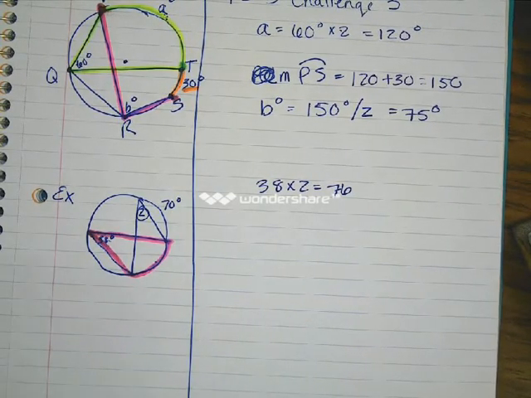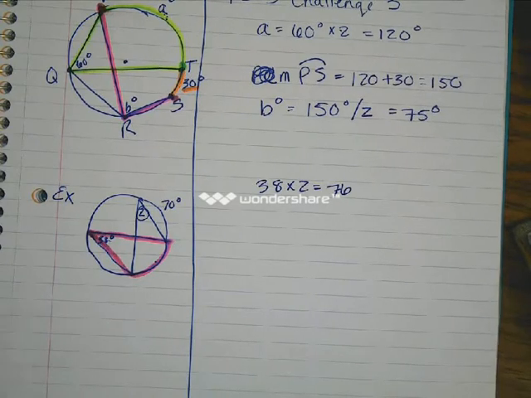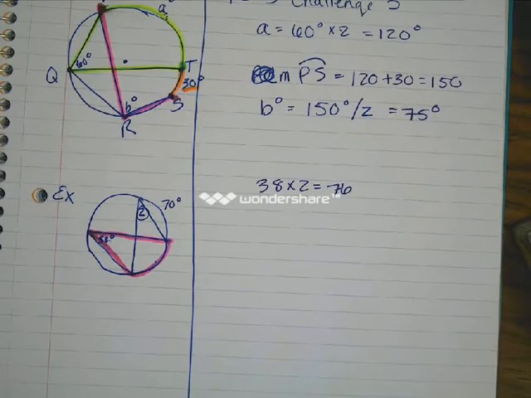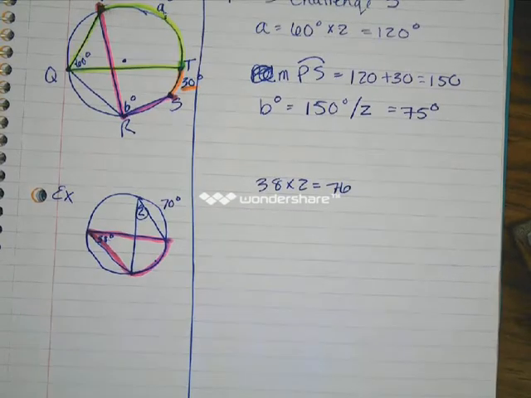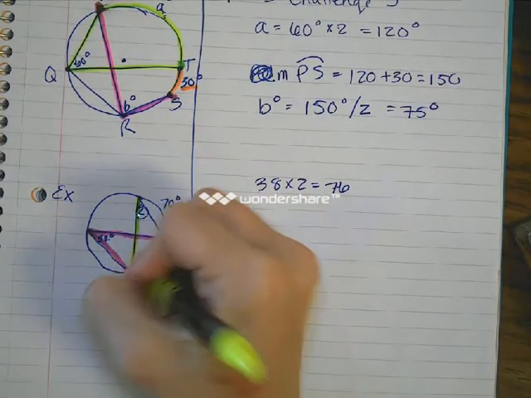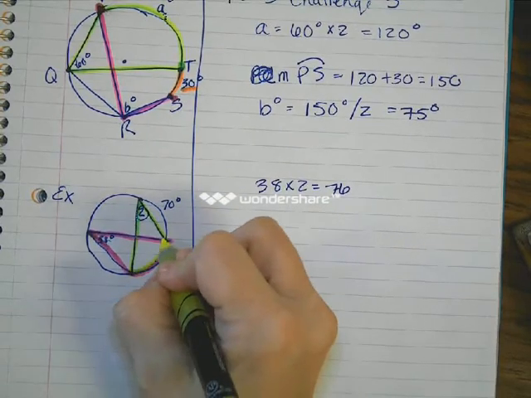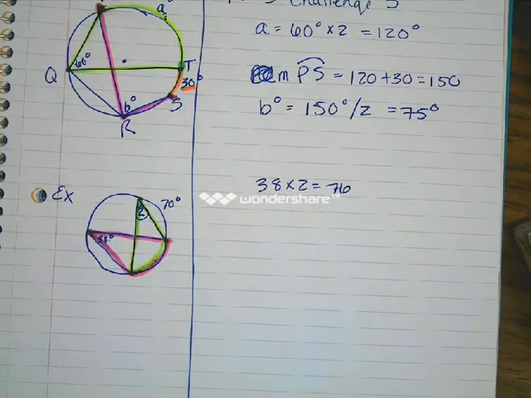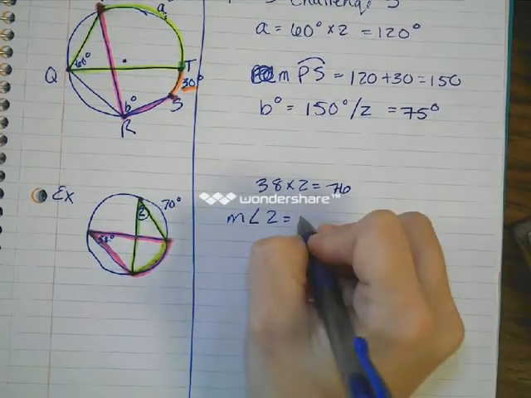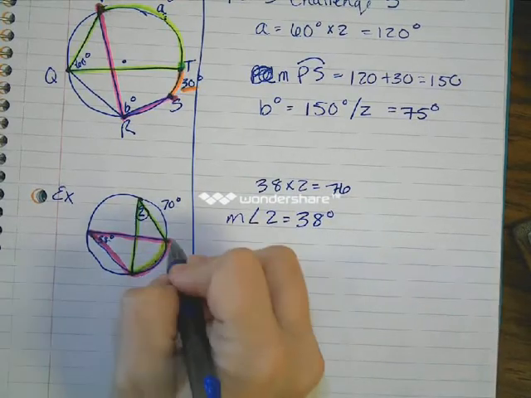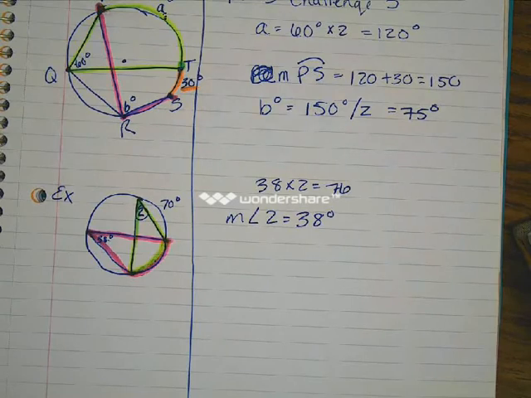So this arc is 76, but if you notice, this inscribed angle uses the same arc. Well, if it's the same arc, then they have to be equal. So the measurement of angle 2 also has to equal 38 because they use the same arc. And that is actually 12-3, challenge 1. So you get the idea. I'm just going to show you one more thing and then we're done.